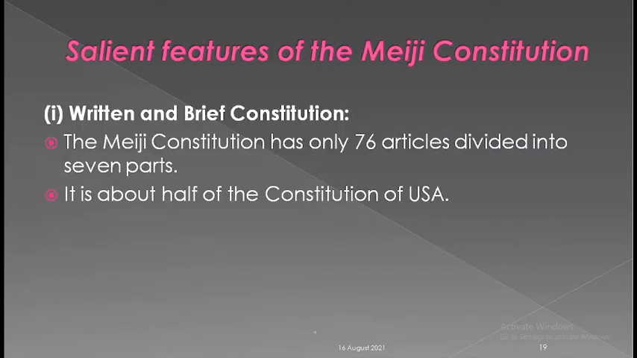Now let's come to the salient features of the Meiji Constitution. First, the Constitution of Japan of 1889 or 1890, popularly known as the Meiji Constitution, was written and brief. It has only 76 articles divided into 7 parts. It is just about half of the Constitution of USA. Now, the Constitution of USA is considered to be one of the shortest constitutions still in use, but the Meiji Constitution was just half of it. Most of the articles have just 1 or 2 sentences.